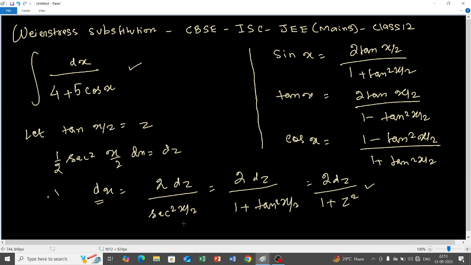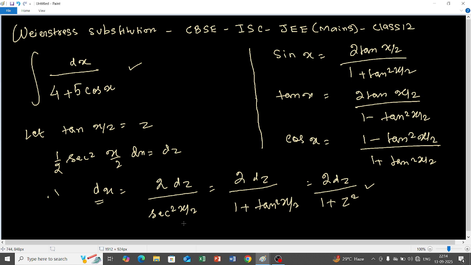So we're differentiating, and then we're getting dx as 2 dz divided by sec square x/2. Now what is sec square x/2? Sec square x/2 minus tan square x/2 is equal to 1. So sec square x/2 is 1 plus tan square x/2, so that is 2 dz divided by 1 plus tan square x/2. Now, tan x/2 is z, so that is 2 dz by 1 plus z square.